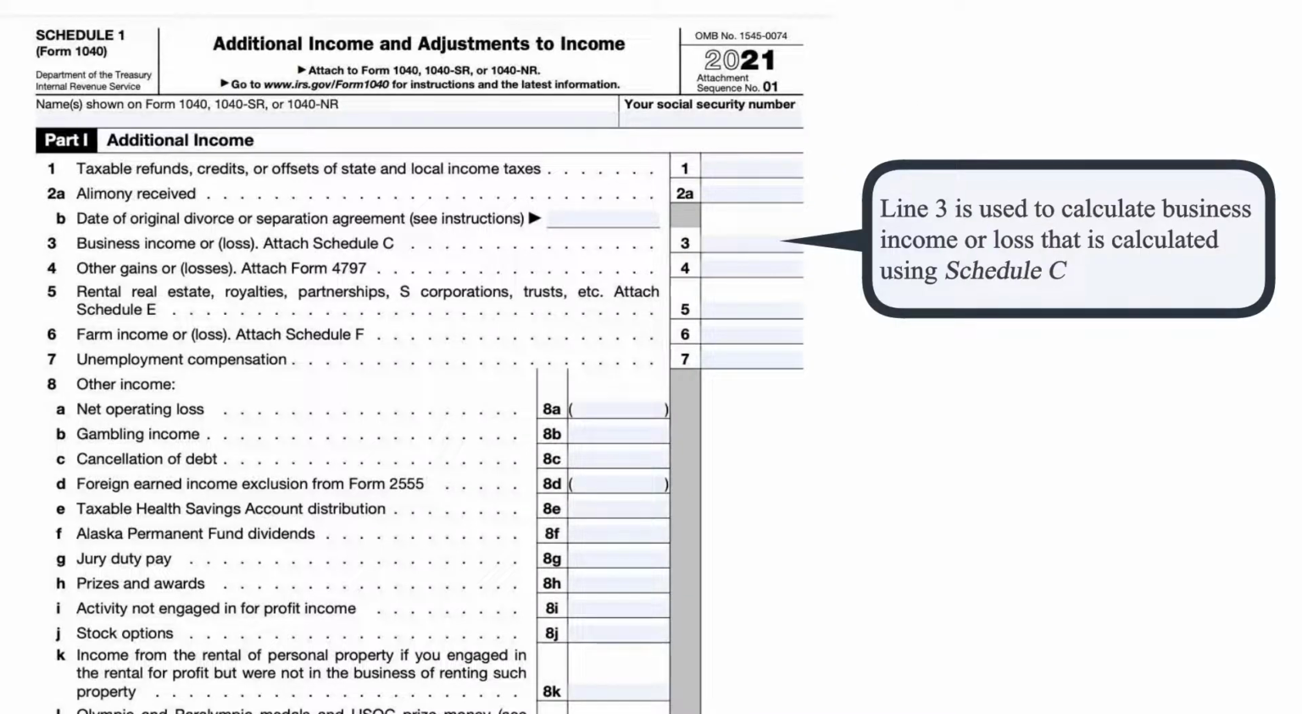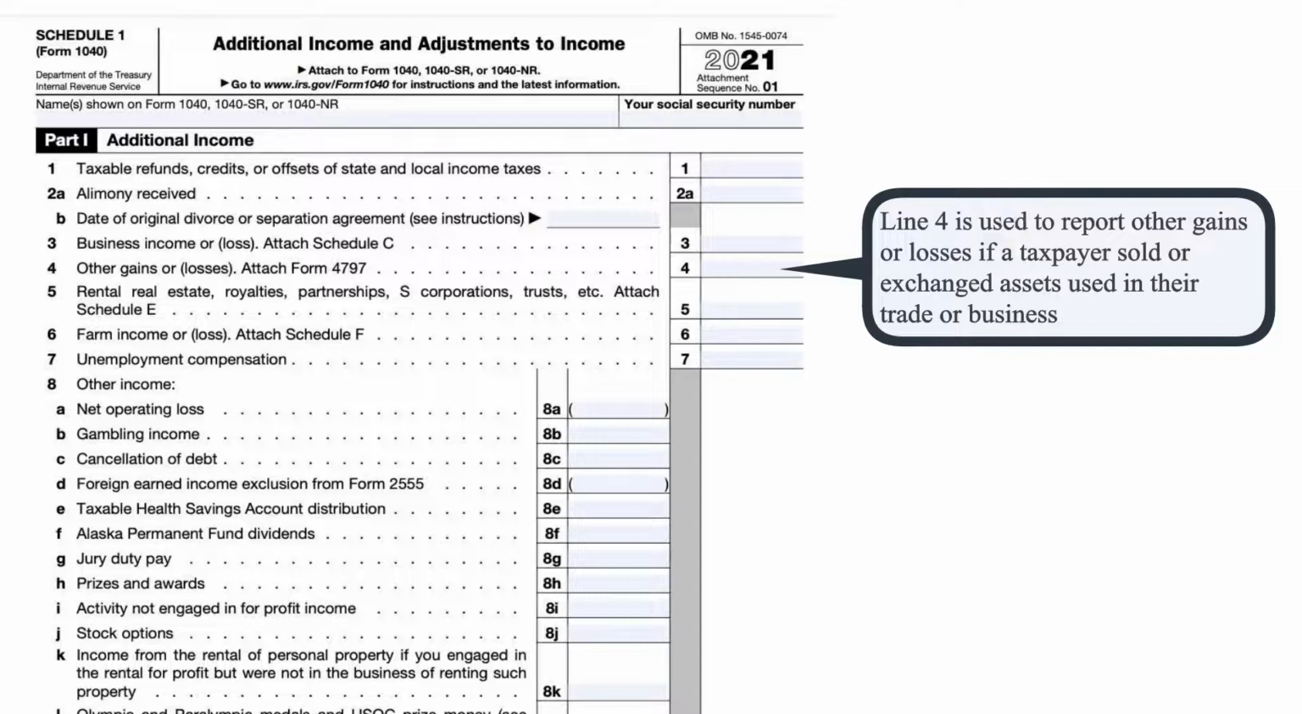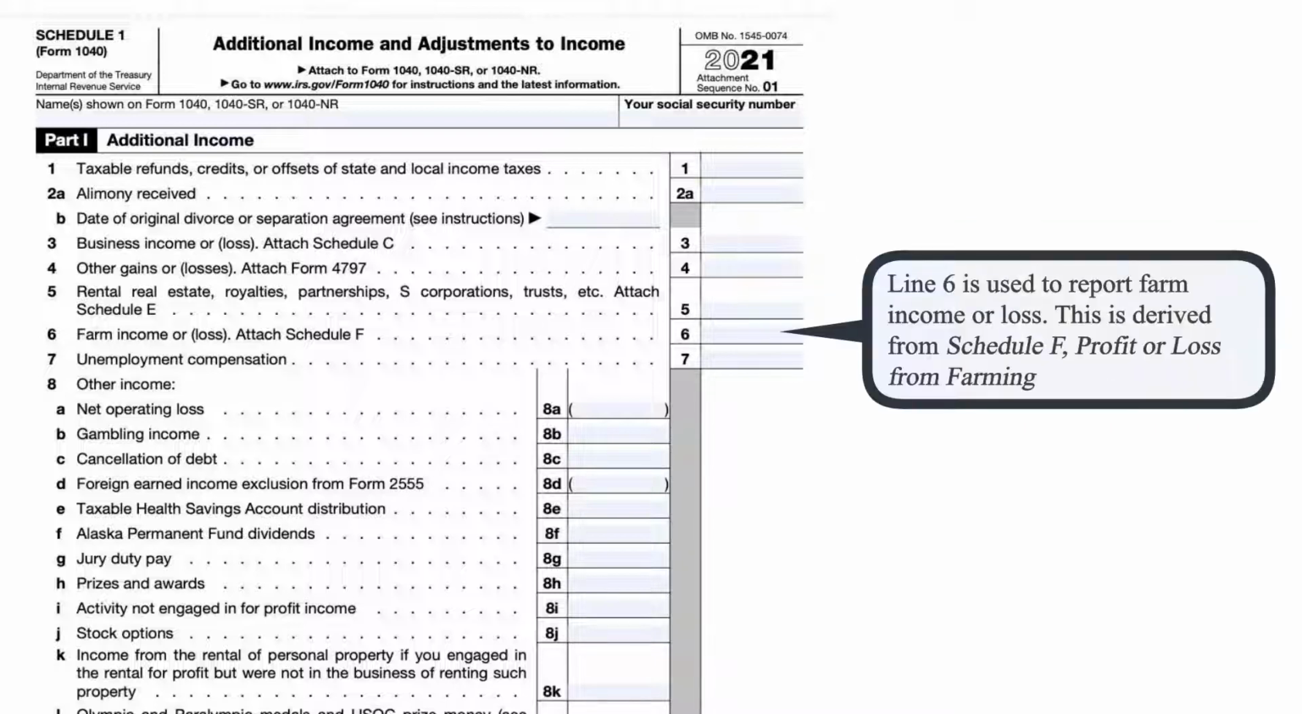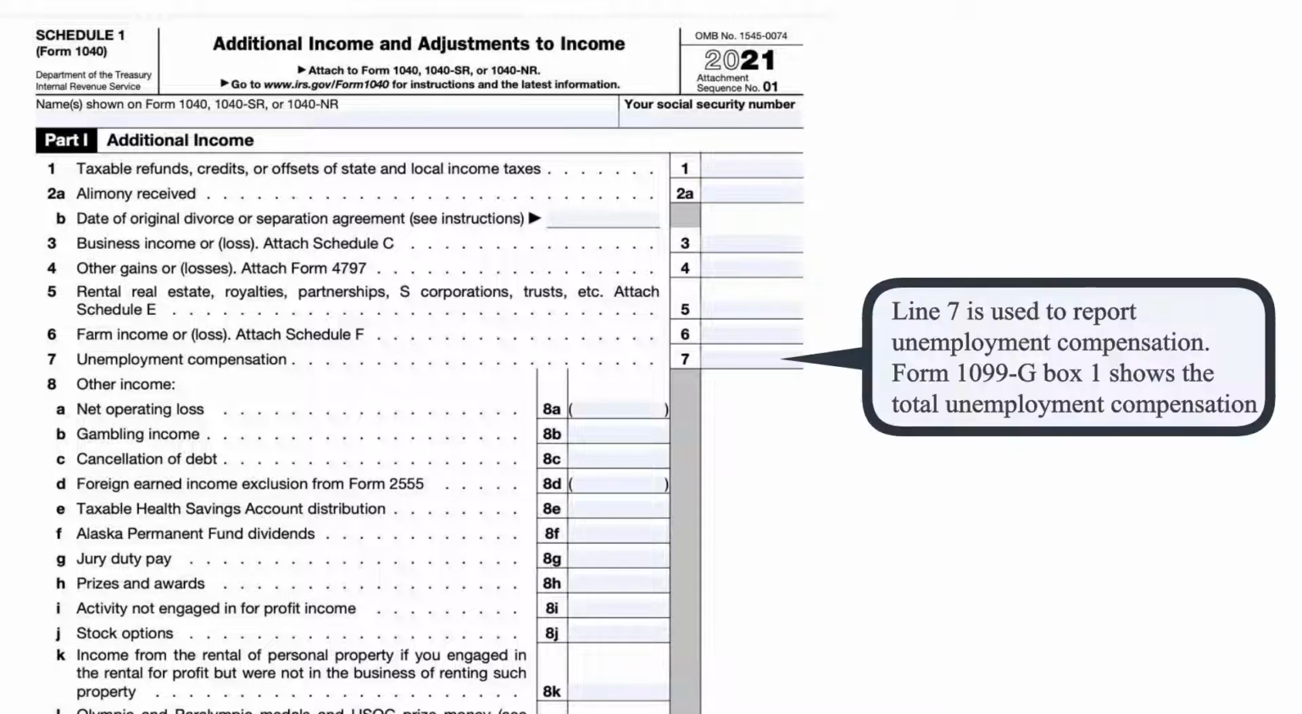Line 3 is used to calculate business income or loss that is calculated using Schedule C. Line 4 is used to report other gains or losses if a taxpayer sold or exchanged assets used in their trade or business. Line 5 is used to report income from rental real estate royalties, partnerships, S corporations, and trusts. This amount is derived from Schedule E, which is supplemental income and loss. Line 6 is used to report farm income or loss. This is derived from Schedule F, profit or loss from farming.